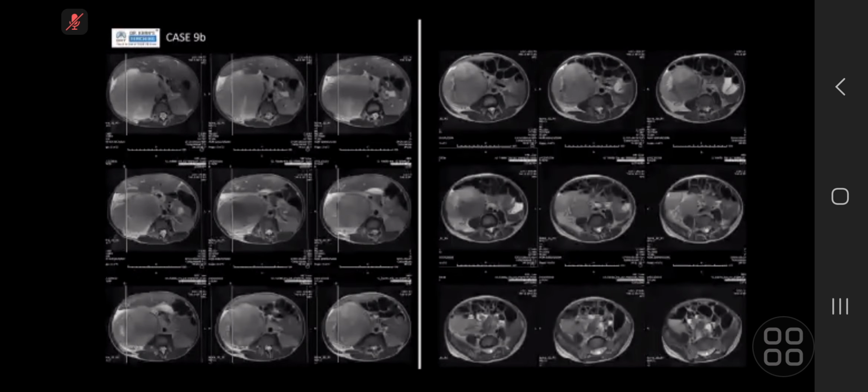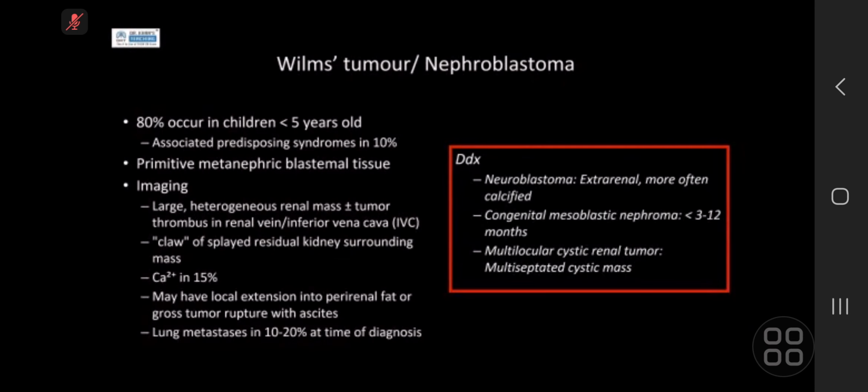Okay, nice differentials. I know I haven't given you all the imaging, but you're right. This arises from the kidney, so not really suprarenal. I haven't shown you the suprarenal, and this is a Wilms tumor or a nephroblastoma. Just take note of the spelling of nephroblastoma versus neuroblastoma because it's quite similar.